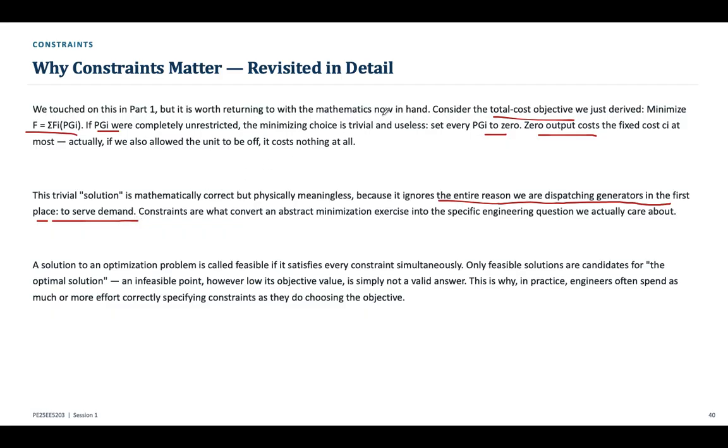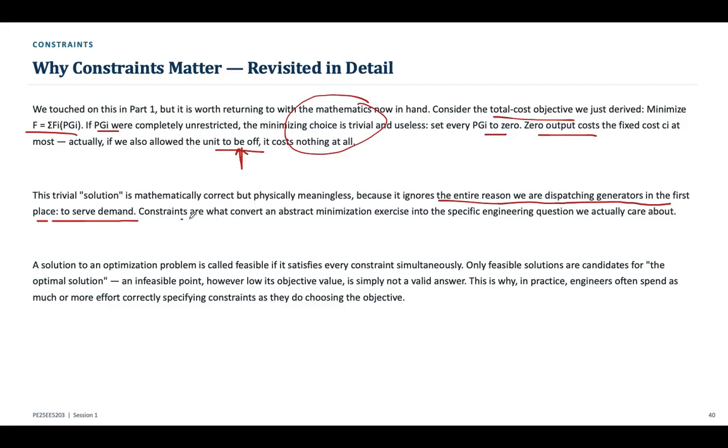What exactly this statement means is, if everything is equal to zero, you don't have a generation, and all the units are off, then that is the most beautiful solution to have a proper zero cost there. But physically it is completely meaningless, right? You have a beautiful bike and you don't drive it, you just park it in your garage, what is the use, right? So the first reason we are dispatching a generator is to serve the demand.